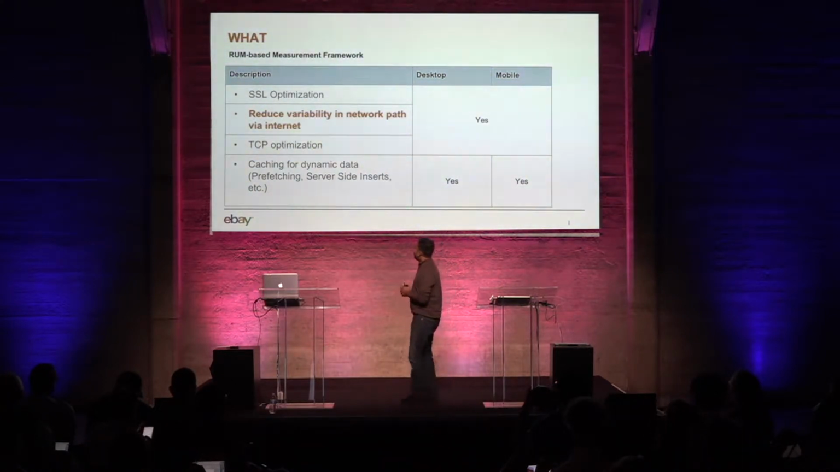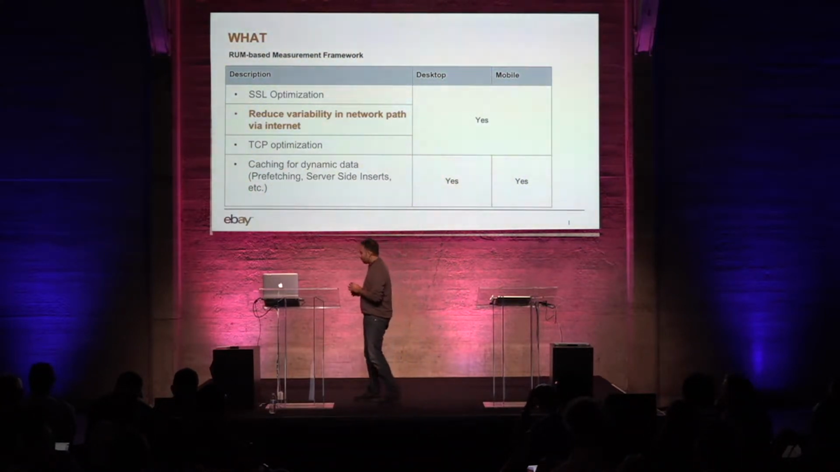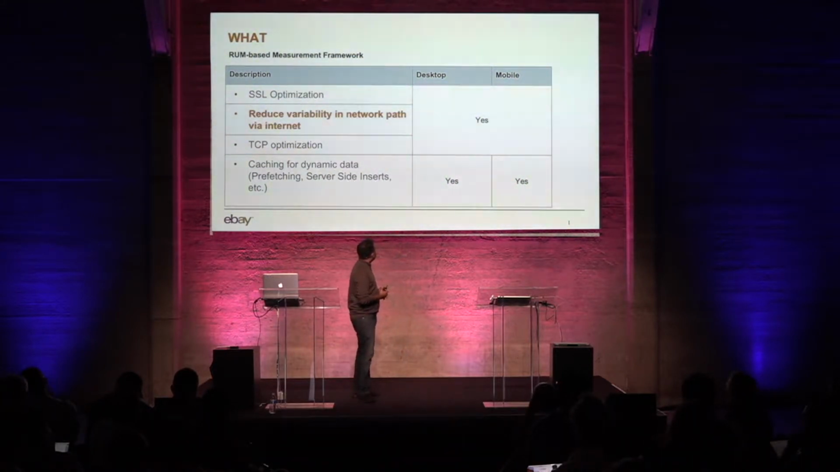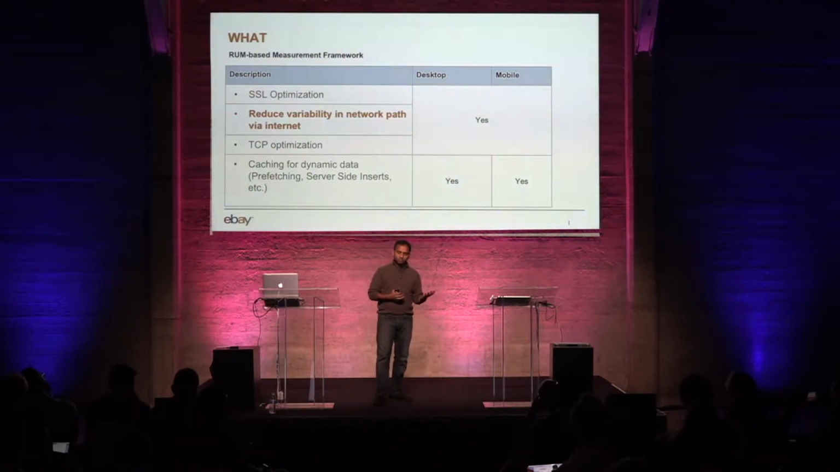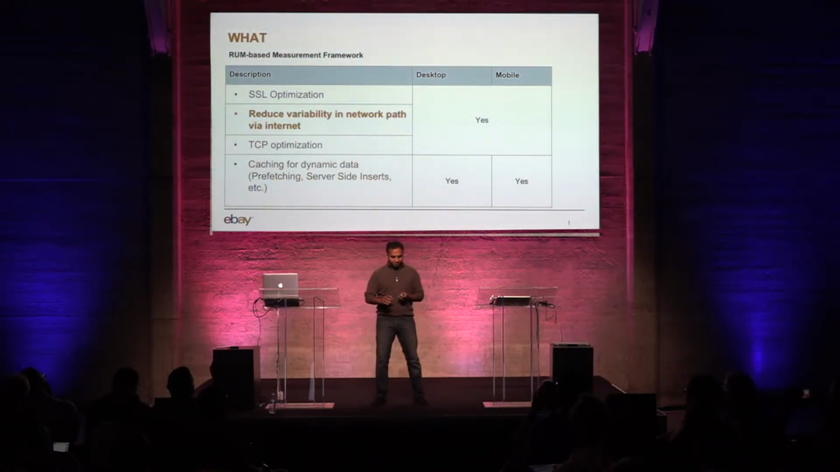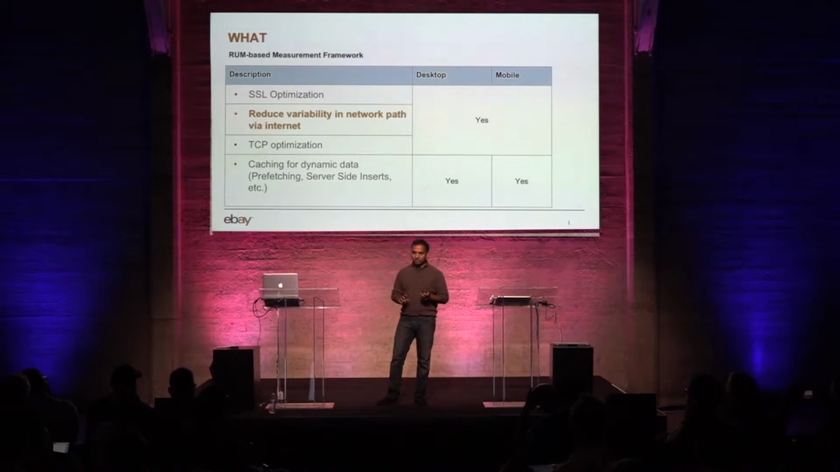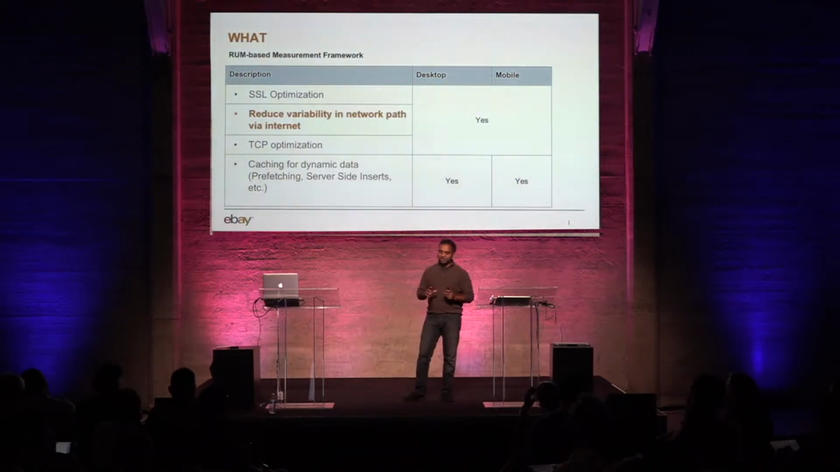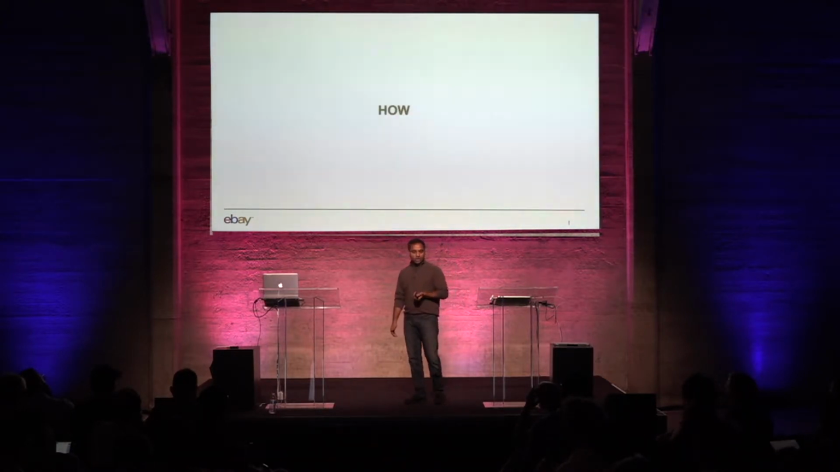So what we're going to talk about today is more about reducing variability in the network path via the internet. We have users across both desktop and mobile. For the first three of them, it's almost the same. Whatever we do for one applies for the most part to the rest. But the caching is very different, which is a different beast to handle altogether. When I say caching here, I'm not meaning caching an image or a JPEG or a CSS. It is about caching your dynamic data at a very rapid pace. So OK, how did we do it?